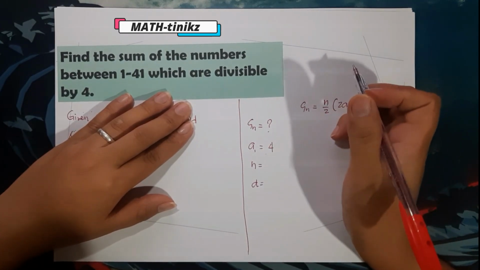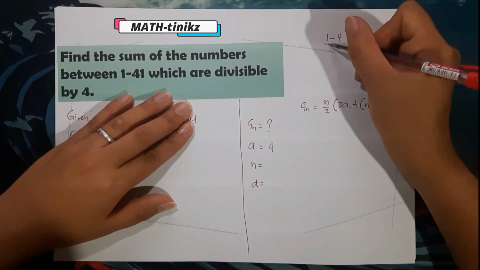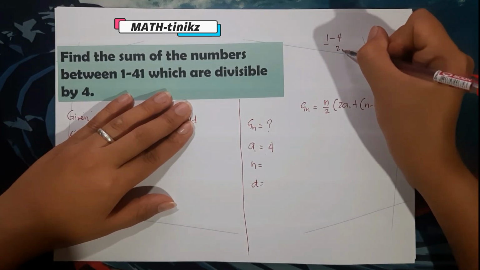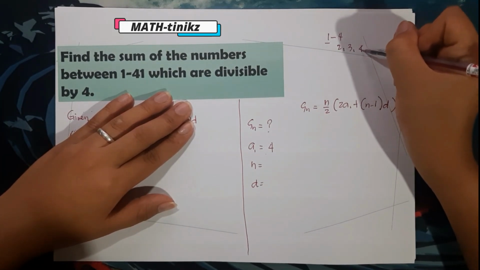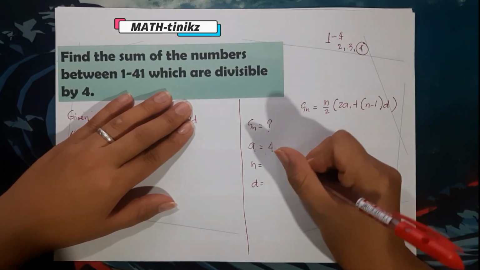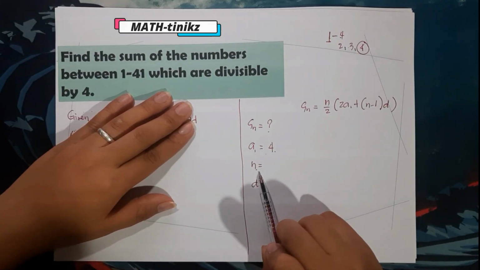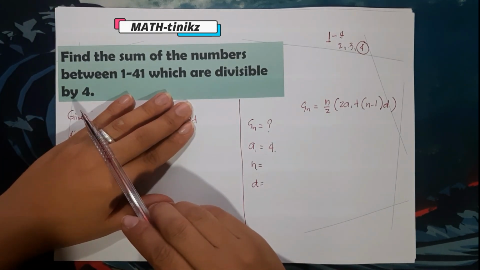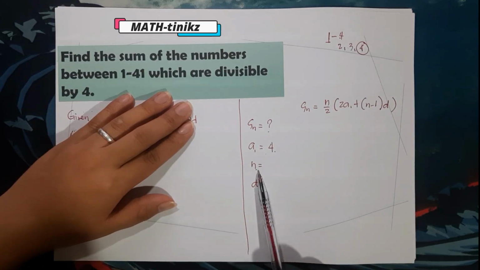Why 4? Because 1 to 4, 1 is not divisible by 4. 2 also is not divisible by 4. 3 is not divisible by 4. And 4 is the only number that is divisible by 4 from 1 to 4. So therefore, our first term is 4. Now, the number of terms. Hindi natin alam ilan ang number na divisible by 4 between 1 to 41. We cannot proceed using this formula without the number of terms.